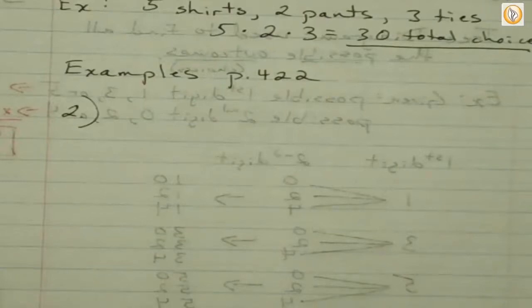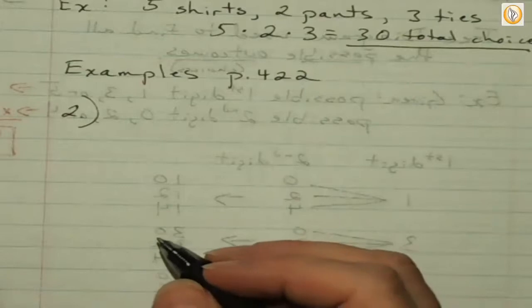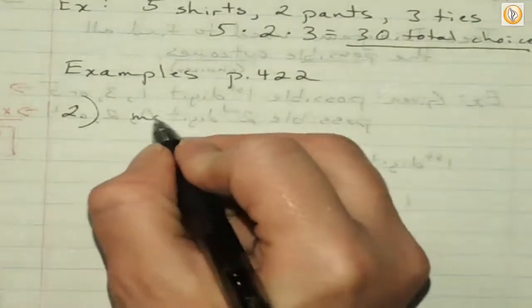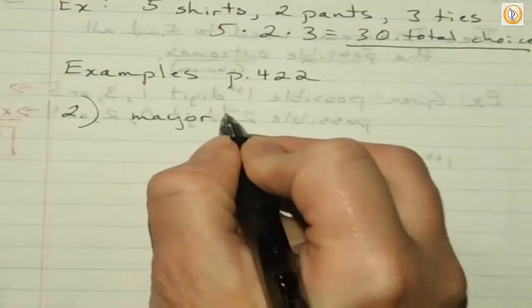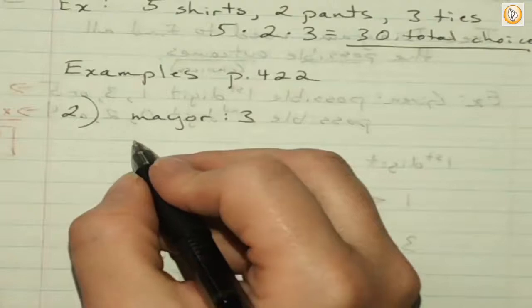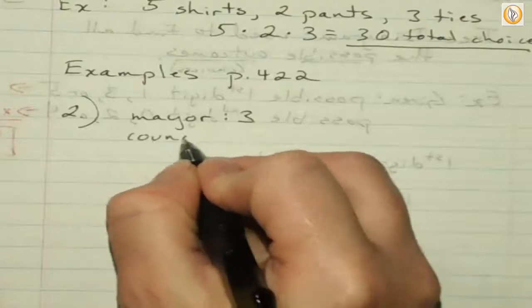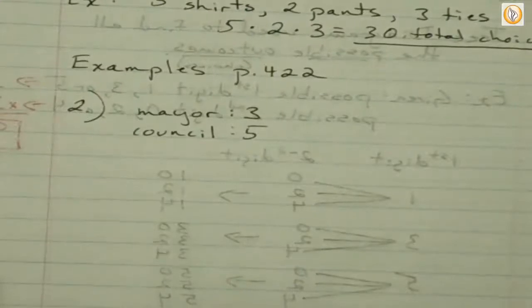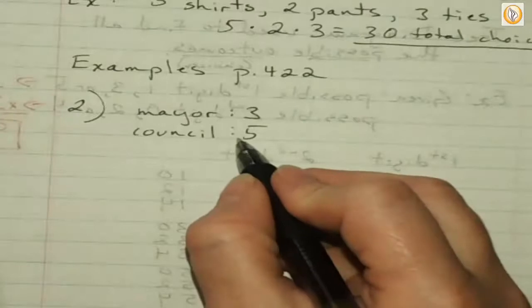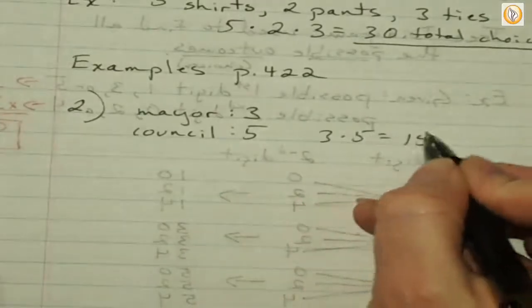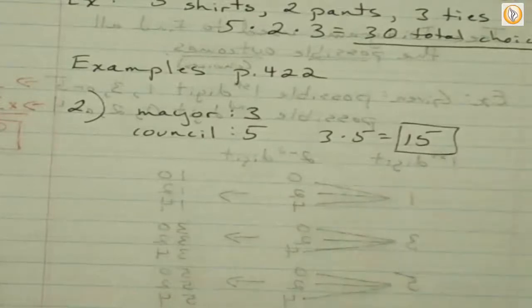All right, so how many candidates are there for mayor? 3. How many running for the council? 5. So you could do a tree diagram, or 3 times 5 gives you 15. There's your answer.